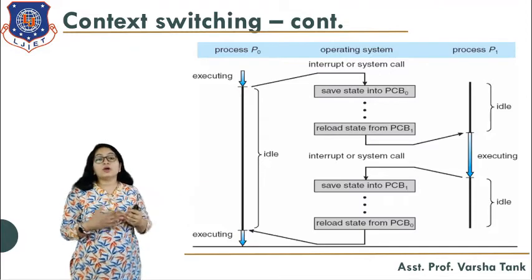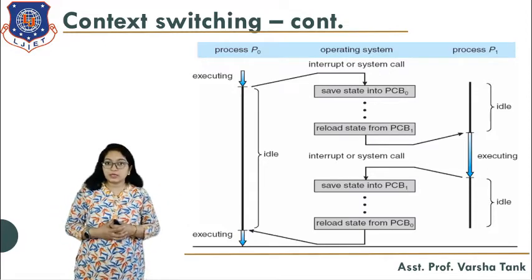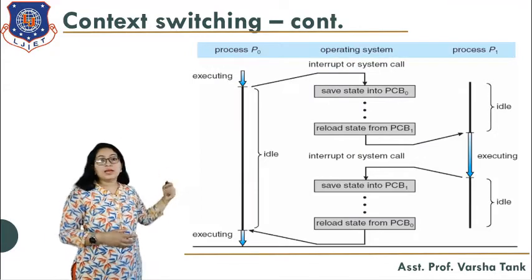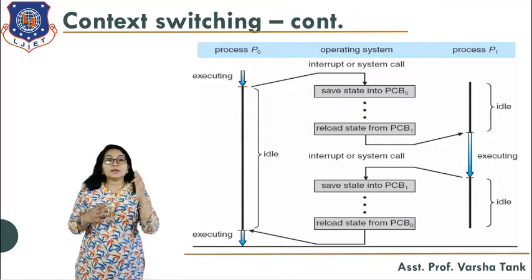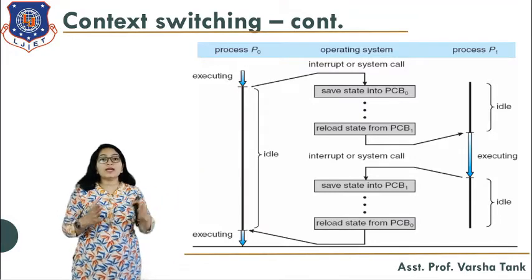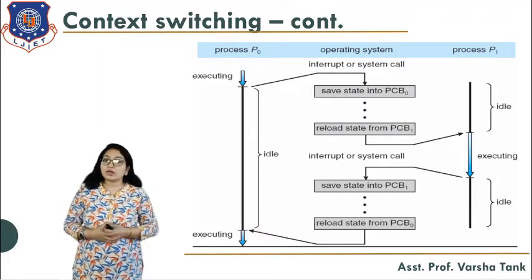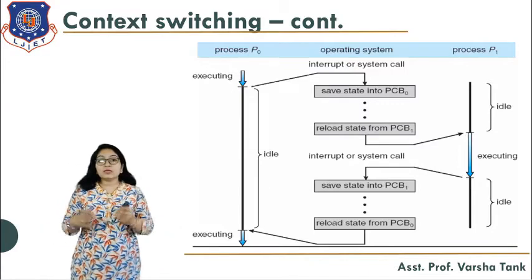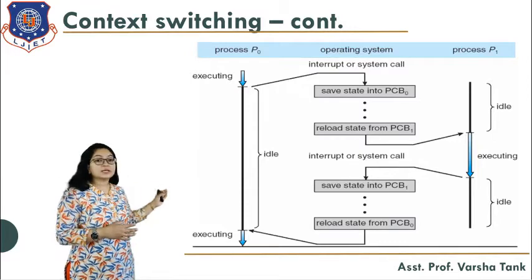It will save all the state of process P0 into PCB0 and reload the state from PCB1, that you can see. It will reload the state from PCB1. Now PCB1 means process 1 is under execution because an interrupt or system call occurred. Okay, so now again it will save the state into PCB1.